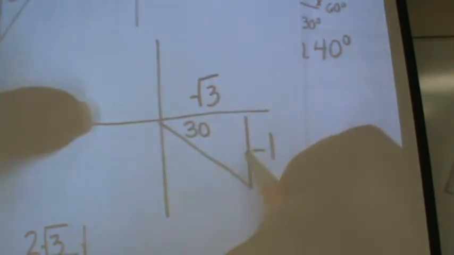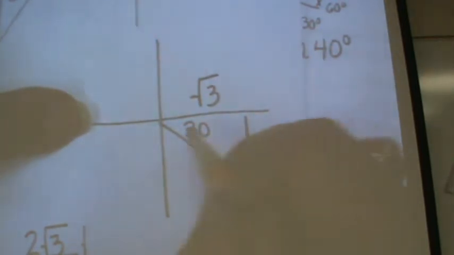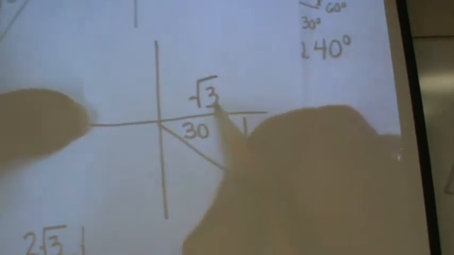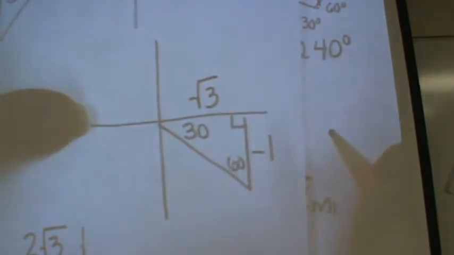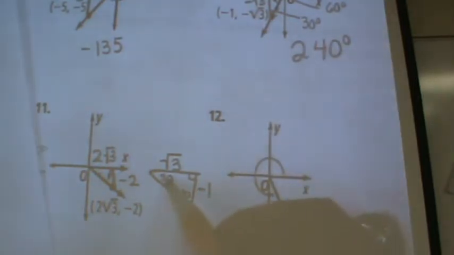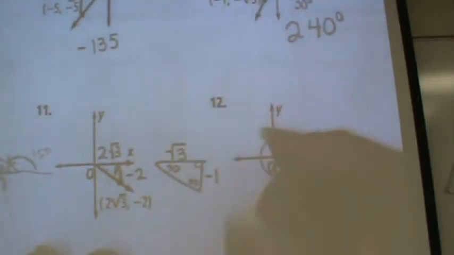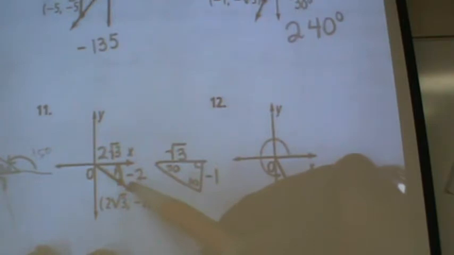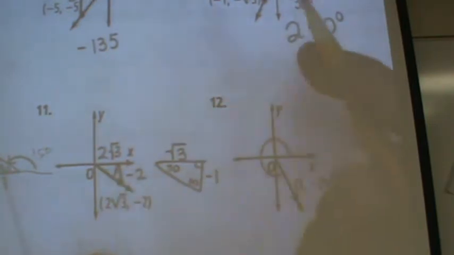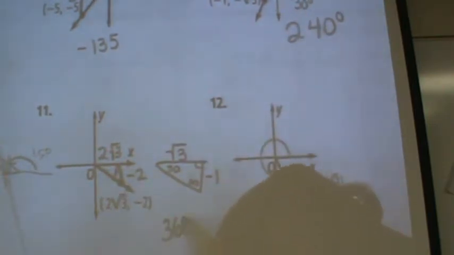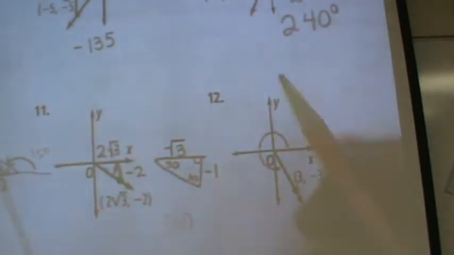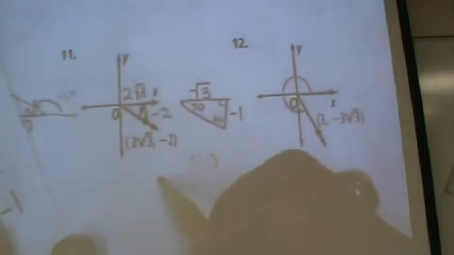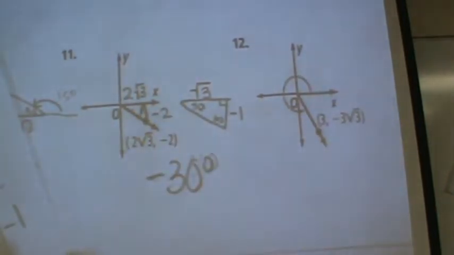So this is a 30-degree angle right here, because it's opposite the 1. The angle opposite the root 3 is the 60. There's your 90. So now, if that's a 30 degree, how big is this angle going backwards? You're going to do 360 minus, actually, you don't even have to do minus, you can just do negative 30. It's negative 30 degrees going backwards. Does that make sense?